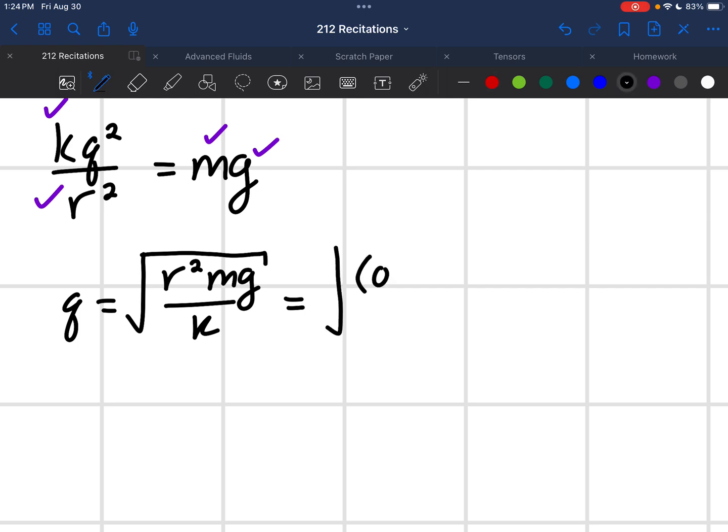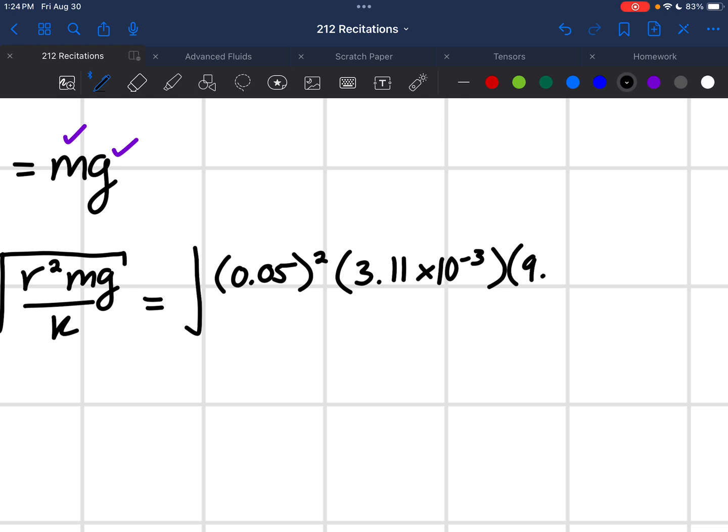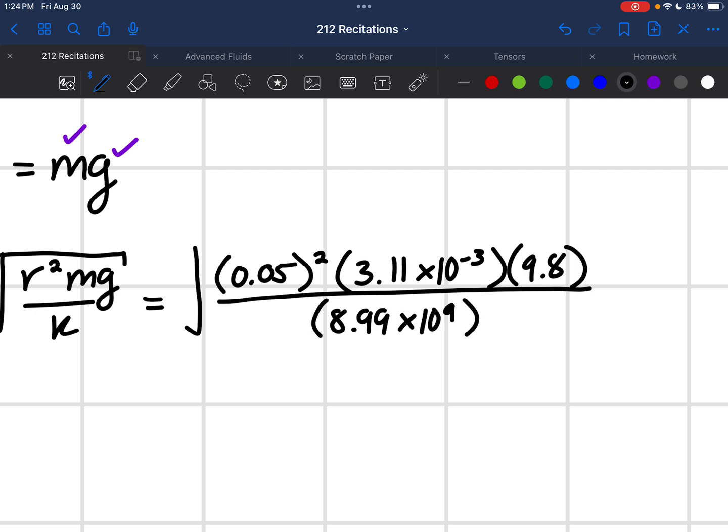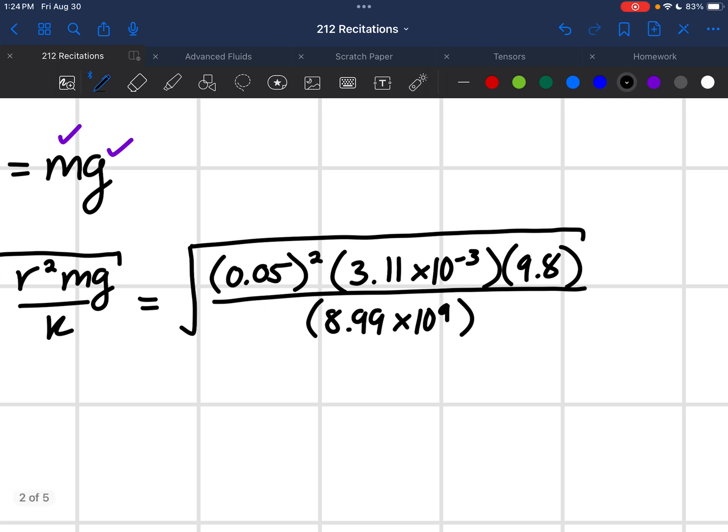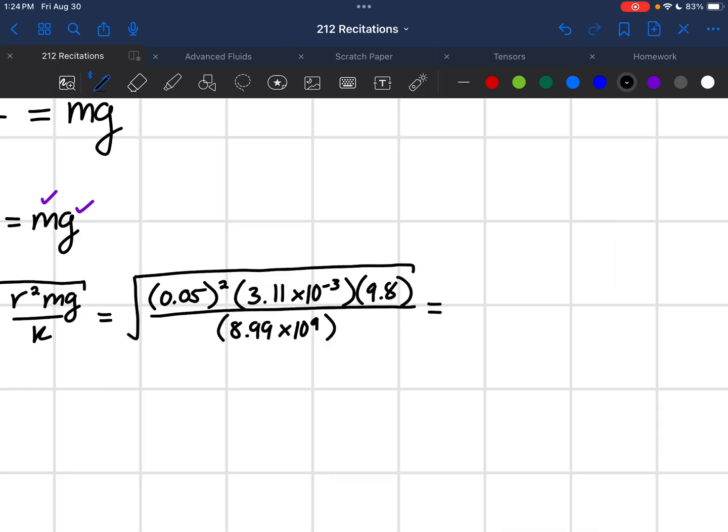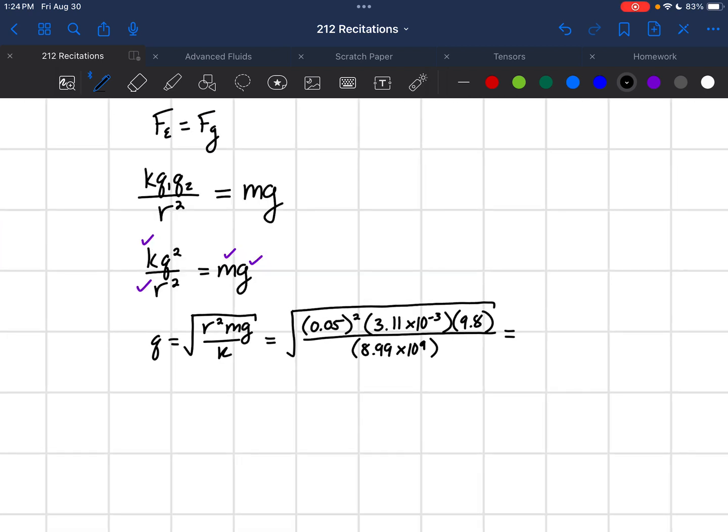It's my radius, 0.05 meters. My mass, 3.11 times 10 to the negative 3. G, that's 9.8 meters per second squared. I have not been writing units for anything else, don't know why I wrote it for that. K will be 8.99 times 10 to the 9th, or 9 times 10 to the 9th if you want. We all know I don't love rounding. That's just for me, but 9 is perfectly acceptable to use for that.